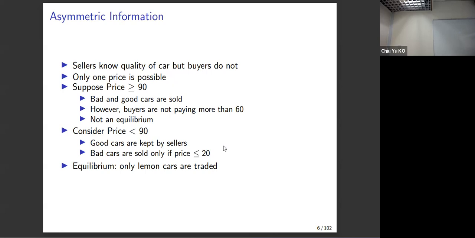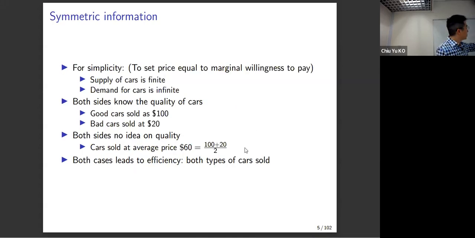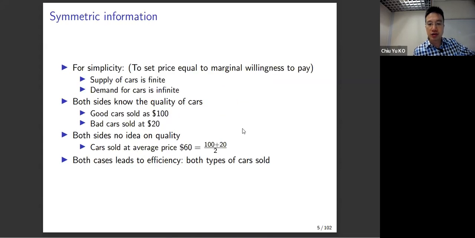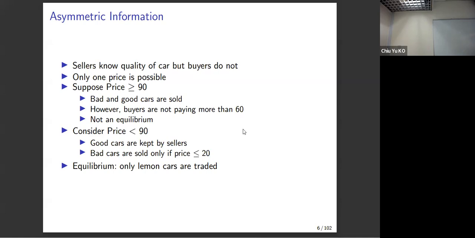All the sellers want to sell, good cars and bad cars. Above 90, the good car of course wants to sell, and the bad car also wants to sell. But if both bad and good cars are there, the buyer is only willing to pay 60, because half is worth 100 and half is worth 20, and the midpoint is 60. The expected value of the car is 60. You just do a lottery.